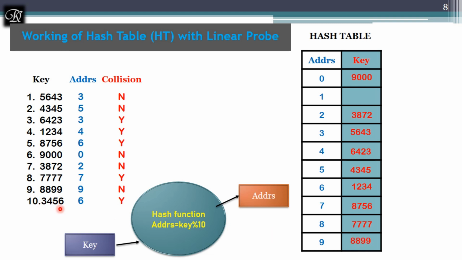Next is 3456. The sixth location is filled, so we have to find the next available free location, that is 1, and we are going to update it. Let's try to insert one more, like 4545. The hash table is already filled. As I said, we are taking a hash table for 10 elements here. So if I try to insert 4545, there will be a warning message, hash table is full. This is how the hash table will be indexed with the help of linear probe for the given key values.